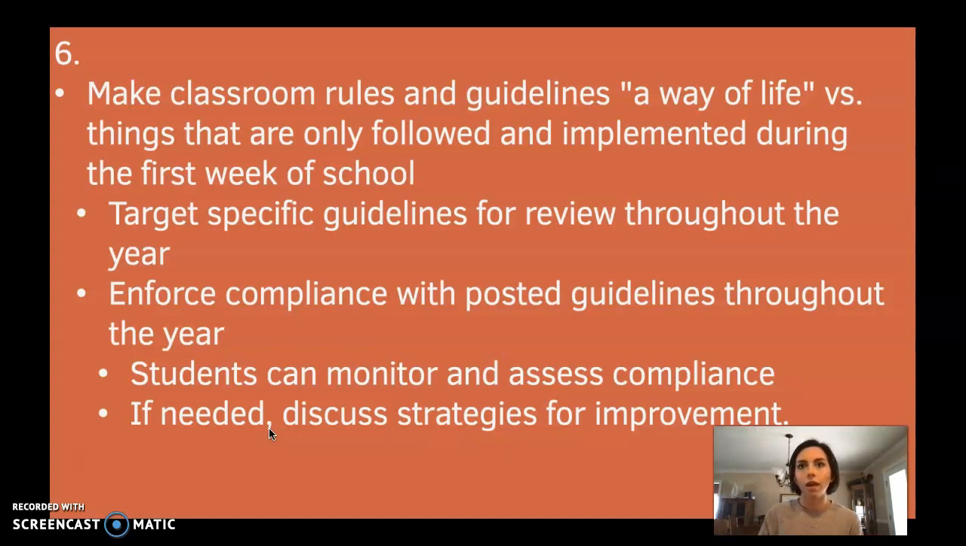If you have a raise your hand before talking rule, and they are not following that, you need to make sure you go to that rule. You talk about what is expected. You talk about ways that they could make sure they're doing this. You make sure that the students monitor each other, and they need to monitor themselves and assess how they're acting and if they're following that rule or not.